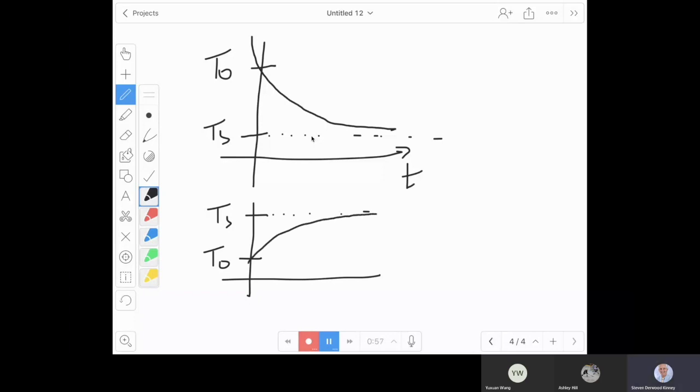So you can find the temperature of your soup at any time, given that you're given something more than just T naught. You need another point somewhere on the curve to find K. We only need one point to find K, but we do need a time and a temperature to solve this. All right, so I'm done.